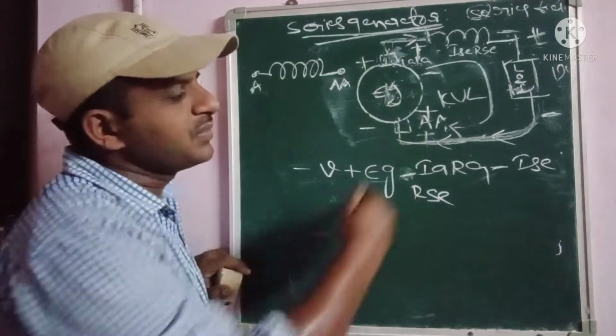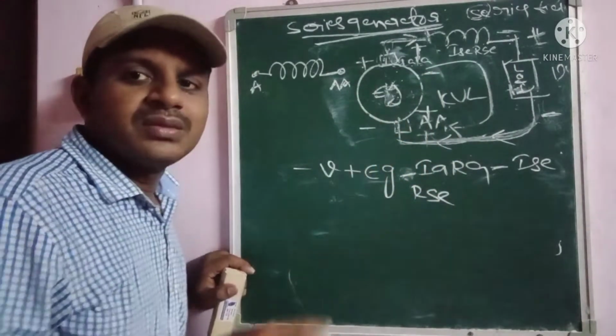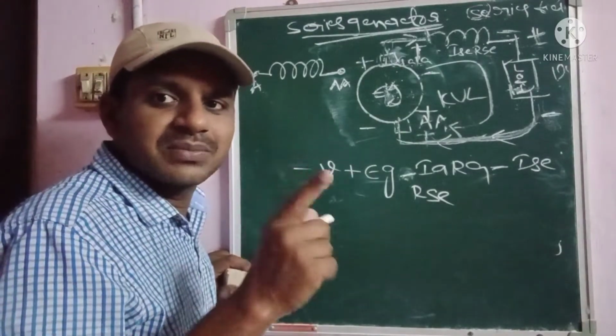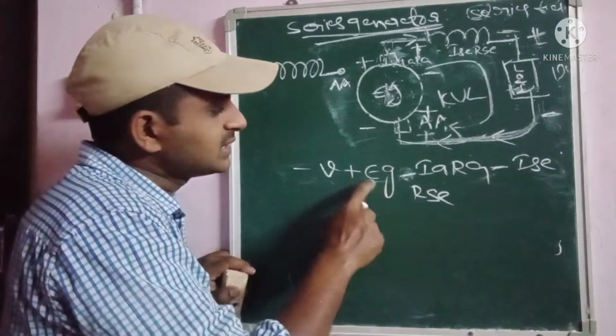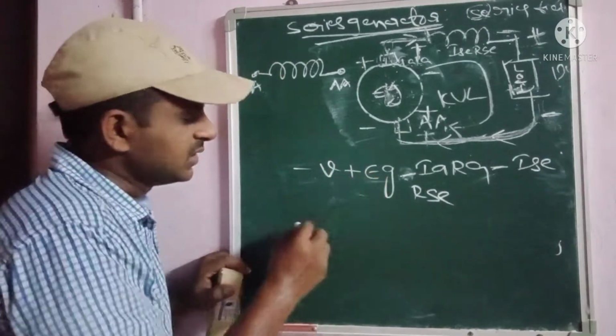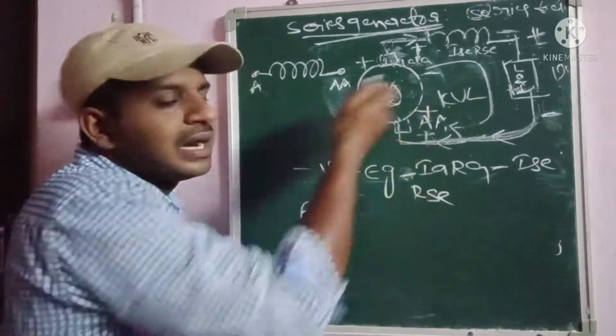This is the equation for the DC generator. Here we have to calculate the generated EMF, that is given as Eg. From this equation we have to calculate the generated EMF for the DC series generator.